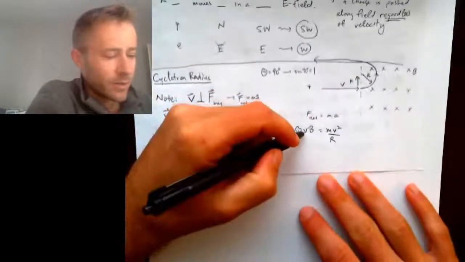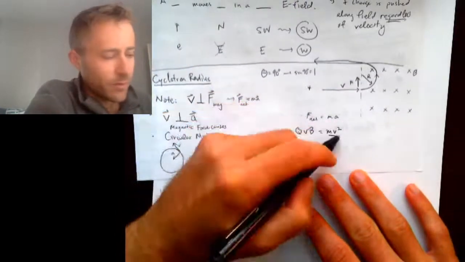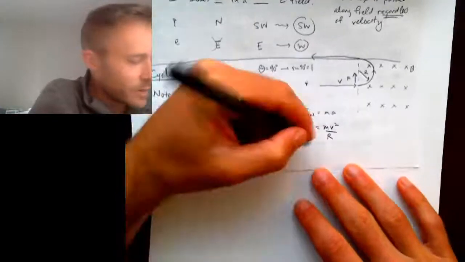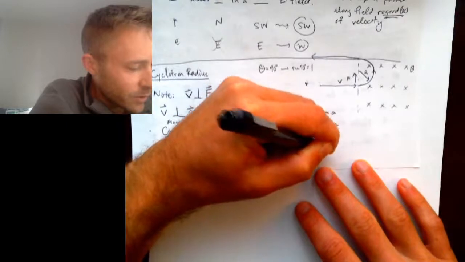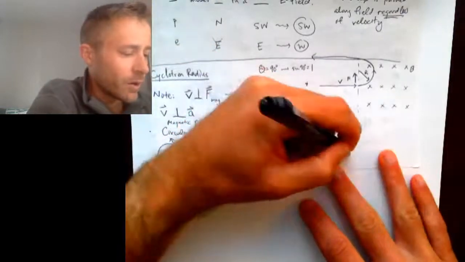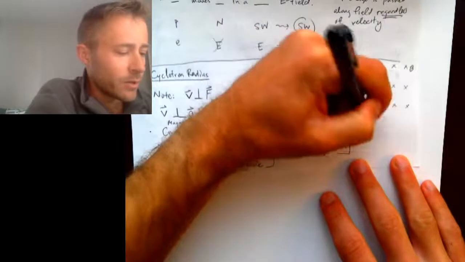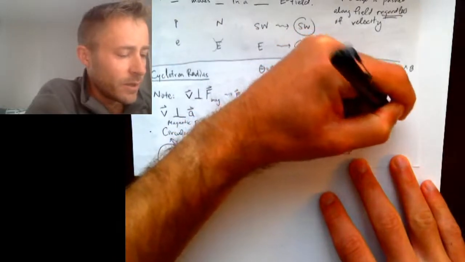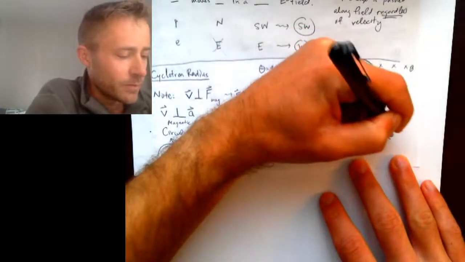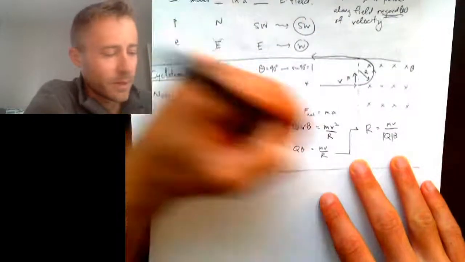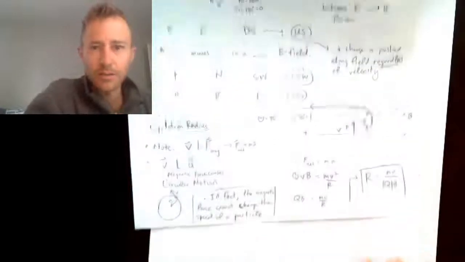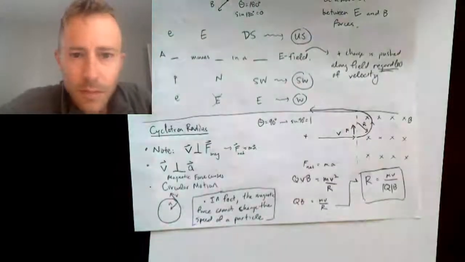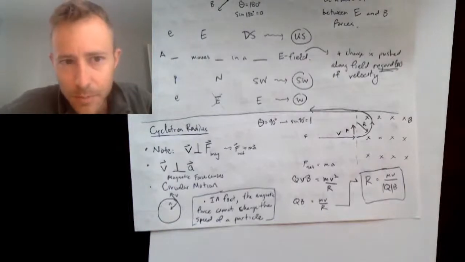And so I can see that the v cancels out one of the factors of v on the right-hand side. So I have qB equals mv over r. And I can solve for r. I get r equals mv over the absolute value of qB. So this is called the cyclotron radius. And it is a handy-dandy thing to know about. Okay?